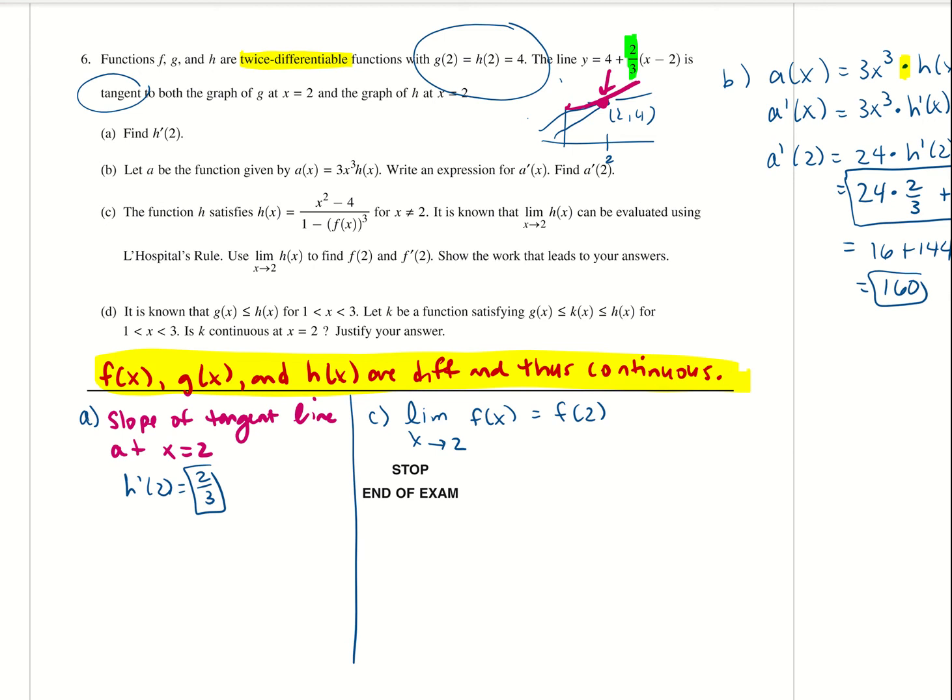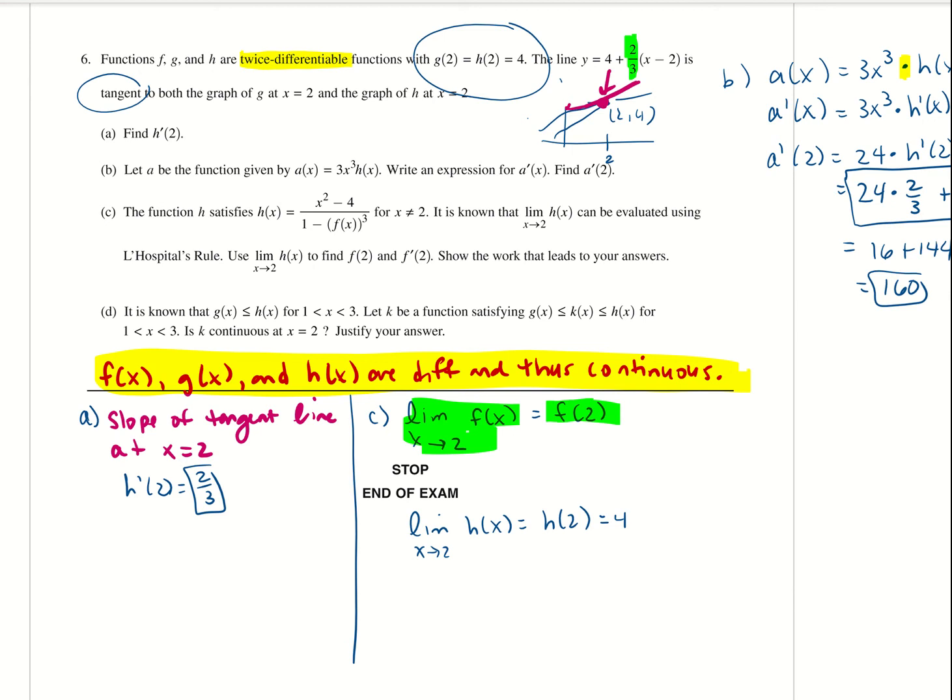The limit from the left has to equal the limit from the right, which would be this. It has to equal the value of the function at that same input. Well, that's also true for h, by the way. The limit as x approaches 2 of h of x has to equal h of 2. This is going to come into play in this problem. Okay, now remember, we know what h of 2 is. H of 2 is 4. So we know that this whole limit has to equal 4.